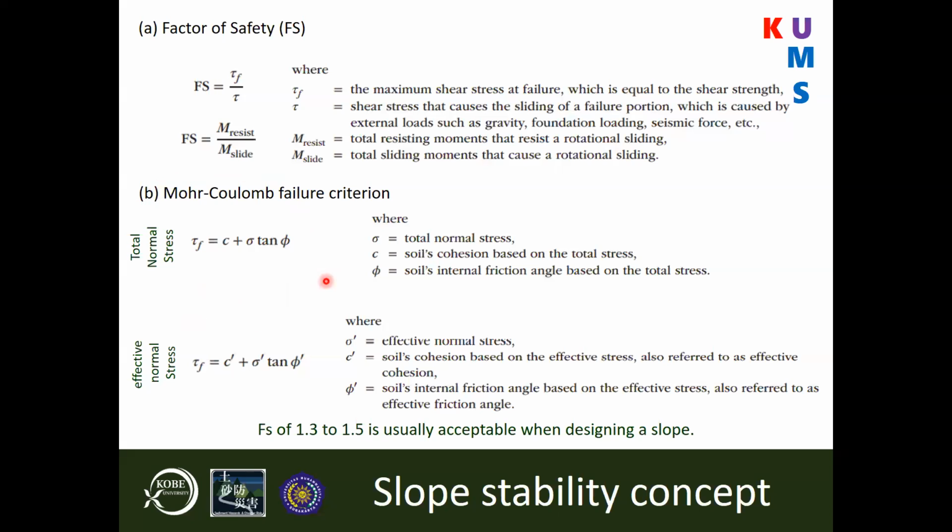So when we think about it as the total stress, we can define the Mohr-Coulomb failure criterion as the total normal stress multiplied by the tangent of phi, which is the soil internal friction angle based on the total stress. And C will be the cohesion of the material.